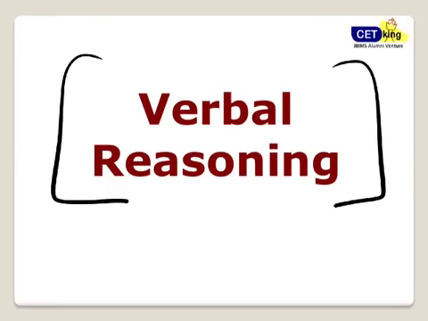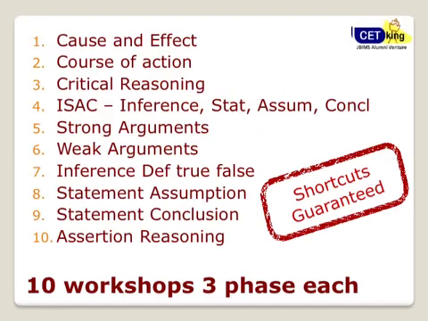In this video, I'm going to give the complete overview about this topic and how we are going to prepare you for that. Fine. So this video is part of the total 10 workshop series. These are the 10 main topics which come under verbal reasoning, starting from cause and effect, courses of action, critical reasoning. ISEC is very important, especially for CET, which is a combination of inference, statement, assumptions, and conclusion together as one question. Strong arguments, weak arguments, inference, definitely probably true false, statement assumption, statement conclusion, and assertion reasoning. So these are the 10 main areas which are covered.